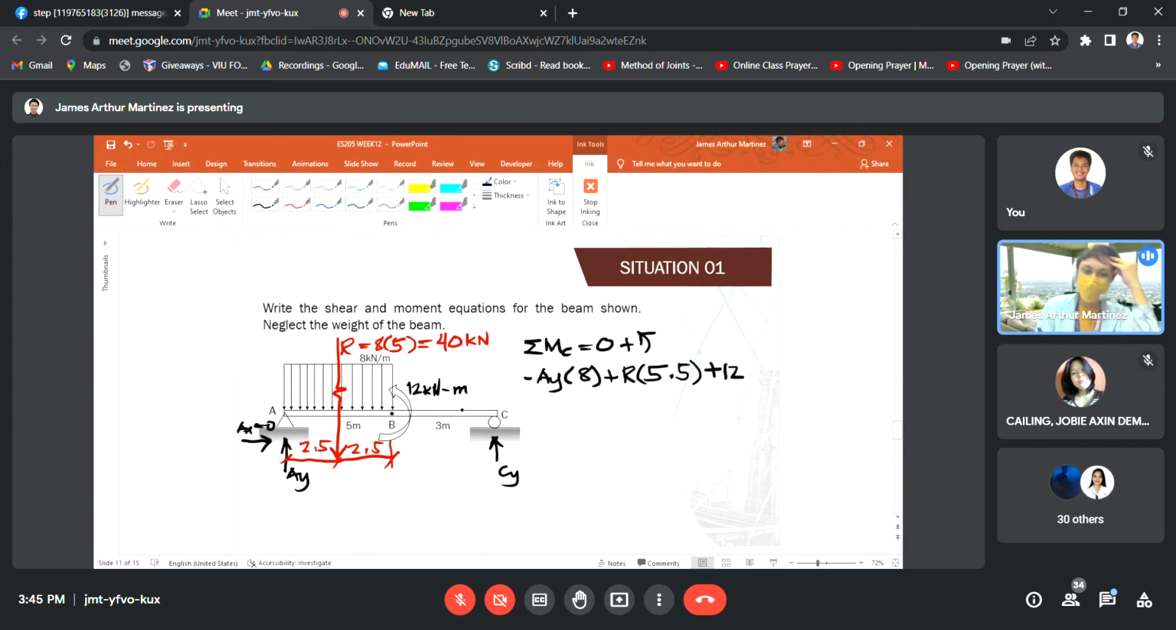Then, what other forces are involved? None. So, AY, R, and the applied moment at point B are the only ones involved in this analysis. So, in this equation, AY is the only unknown. Therefore, we can solve it directly. So, R is 40 kN.